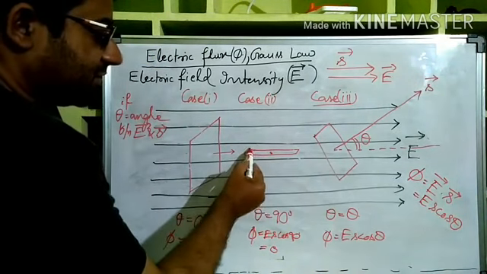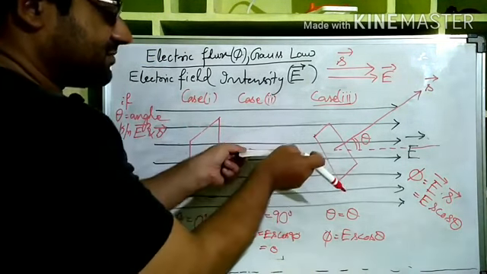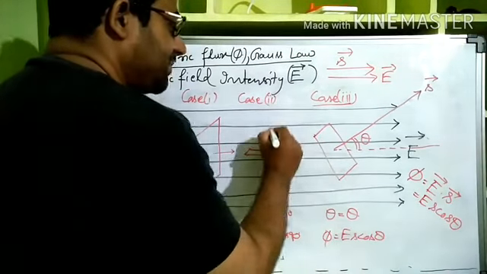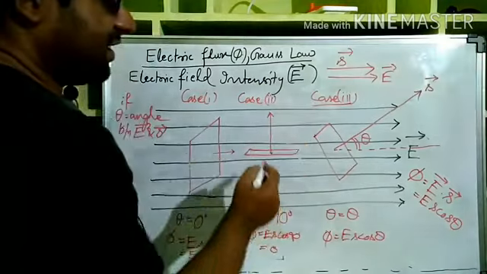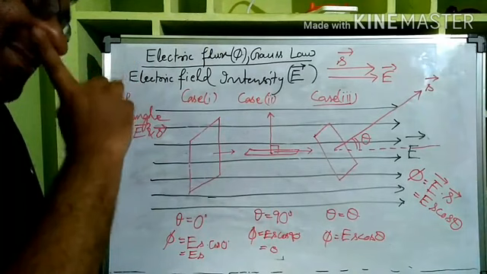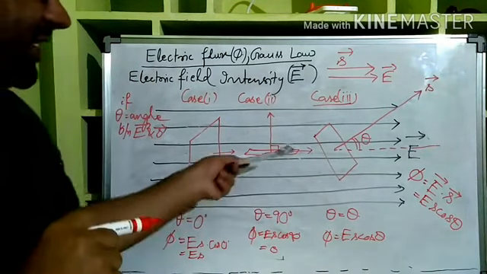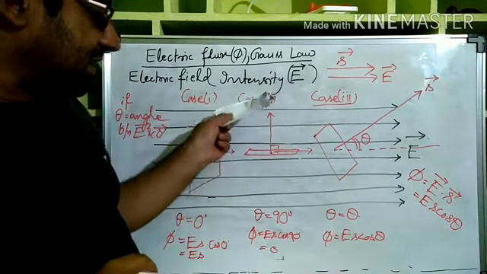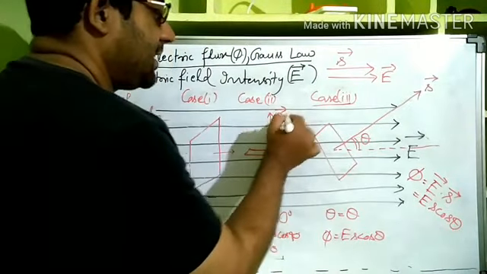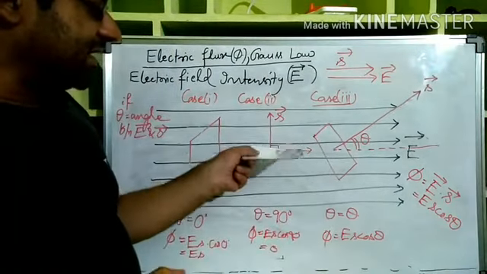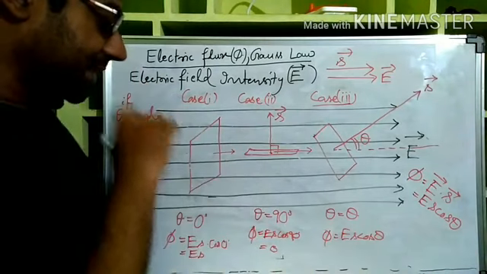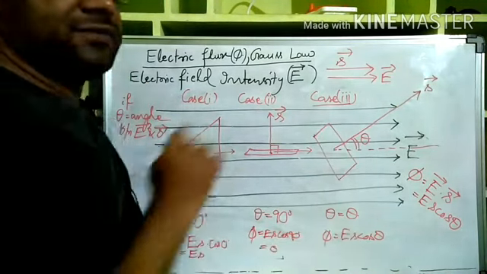See, if the surface is lying like this, the plane of the surface is along E. Plane of the surface is along E means the angle between E and the area is 90 degree. Okay. And when the angle between E and S is 90 degree, then electric flux is equal to 0, right? Because of this, and this is any one of the angles.